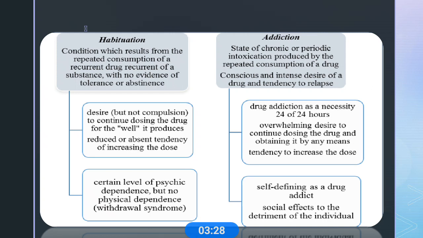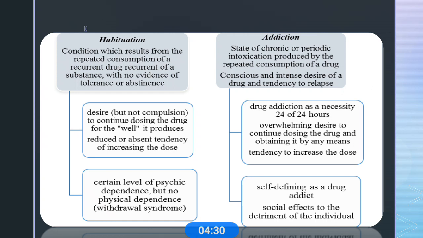So what are habituation and addiction? Habituation means we are continuously using a substance with no evidence of tolerance. But in dependency, tolerance may be present or absent. In habituation, there is a desire, not a compulsion. But in dependency, there is a compulsion to take the drug, and we reach the tolerance level. In habituation we have only the desire, so we need not increase the dose, because the tolerance level has not been reached. If we reach the tolerance level, we need to increase the dose.